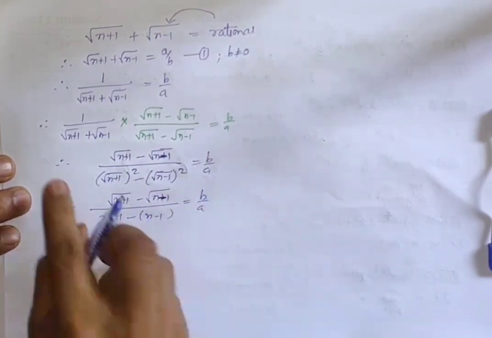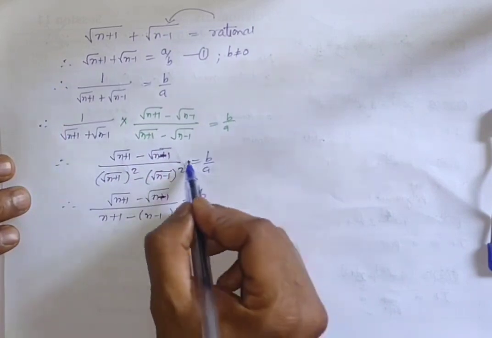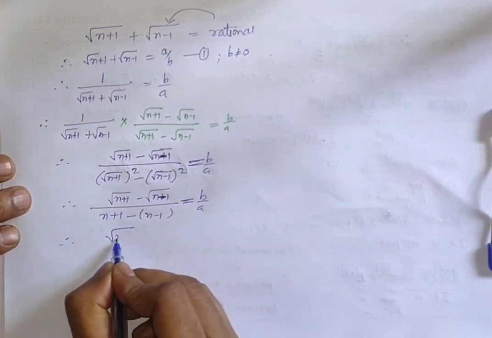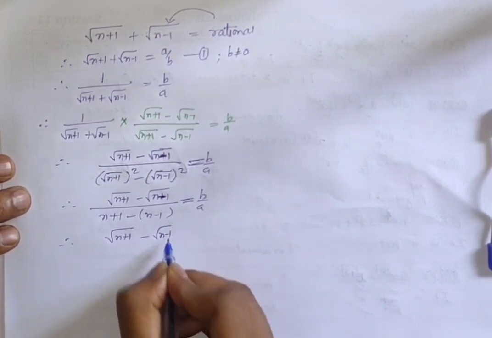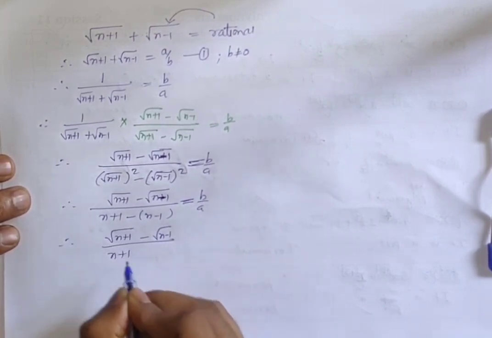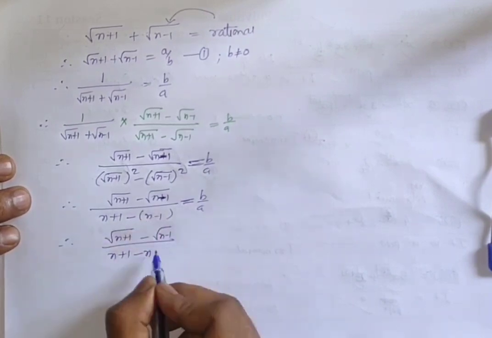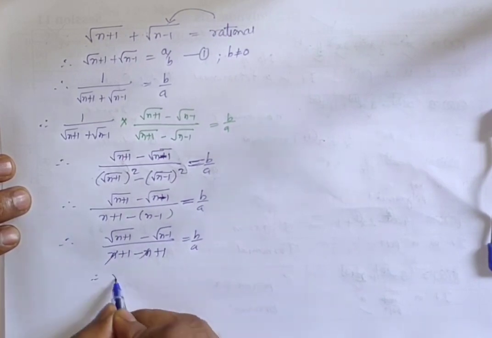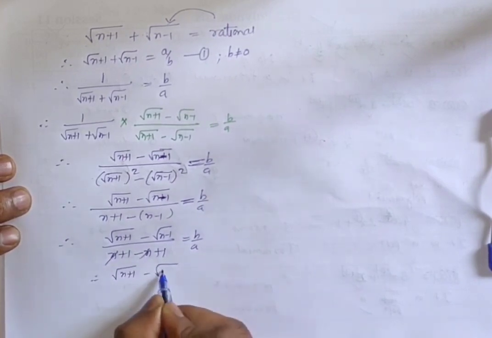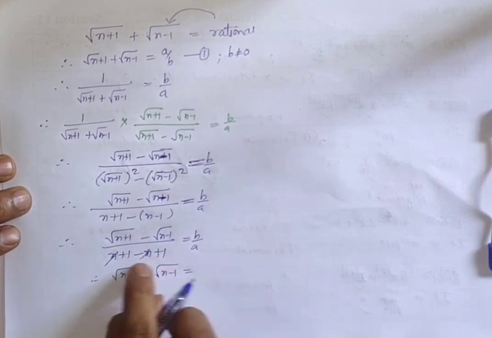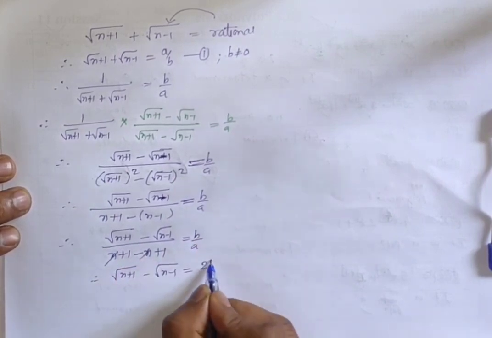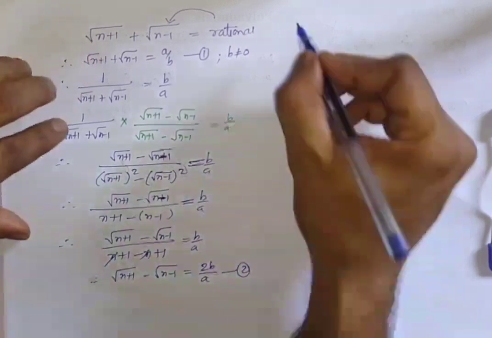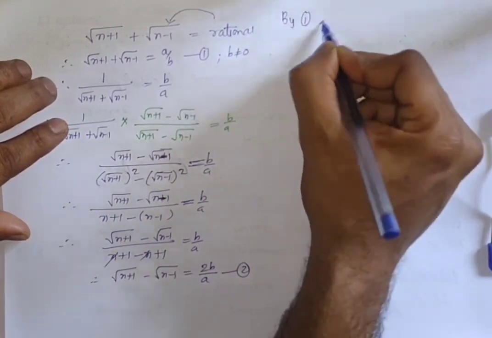That is equal to b upon a, therefore likh rahe hai, ye indicator therefore chal raha hai kyunki beech mein equal to hai, that means equation hai. Therefore root n plus 1 minus root n minus 1 upon n plus 1 minus n, signs will change, plus 1 is b upon a. This cancels, therefore root n plus 1 minus root n minus 1. Yeah, 1 plus 1, 2 bacha. I'm directly taking on other side, so it gives me 2b upon a, and that is the result 2. Ab elimination karenge by 1 and 2.